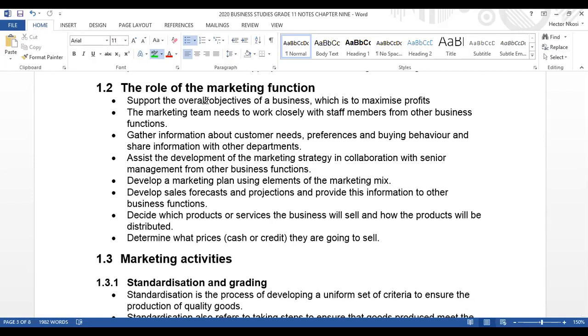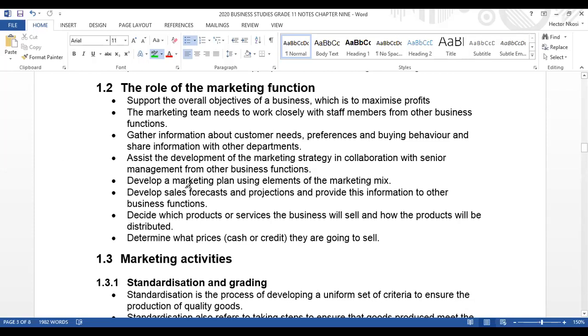The marketing team needs to work closely with staff members from other business functions, gather information about customer needs, preferences, and buying behavior, and share information with other departments, right? You also need to assist in the development of the marketing strategy in collaboration with senior management from other business functions. Also, the role of marketing is to develop a marketing plan using the elements of the marketing mix.